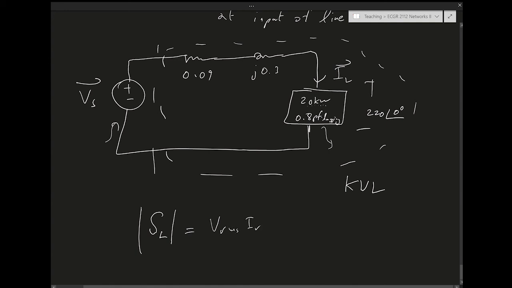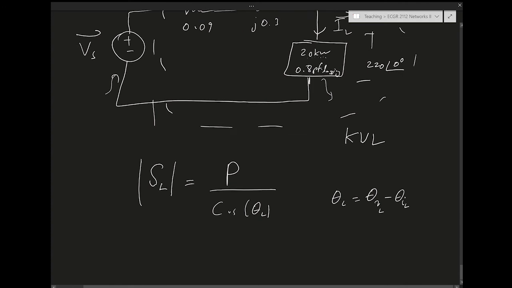Apparent power is V RMS times I RMS. Sorry, P is what? P is V RMS, I RMS, cosine of theta V minus theta I, right? So divide by the cosine to get the apparent power. It's going to be P over cosine theta L, where theta L here is just shorthand for theta V minus theta I at the load. Okay, so this is the formula for the apparent power.